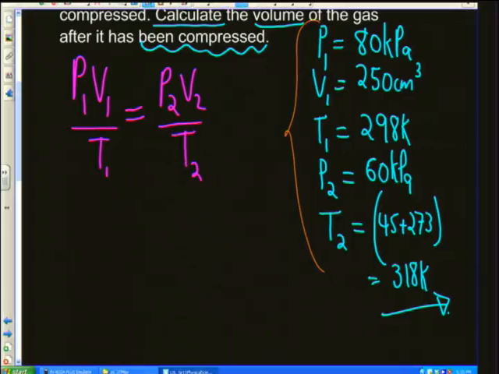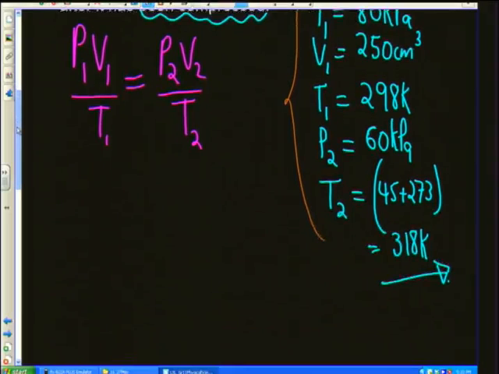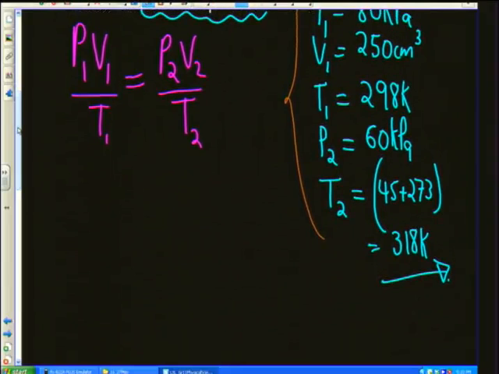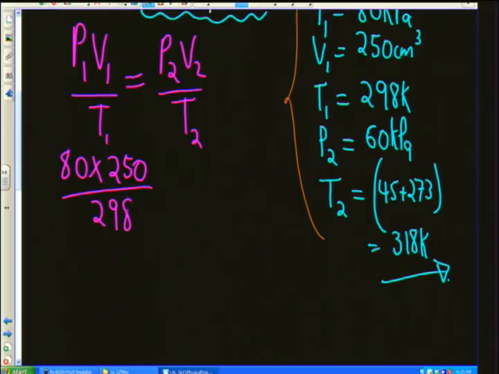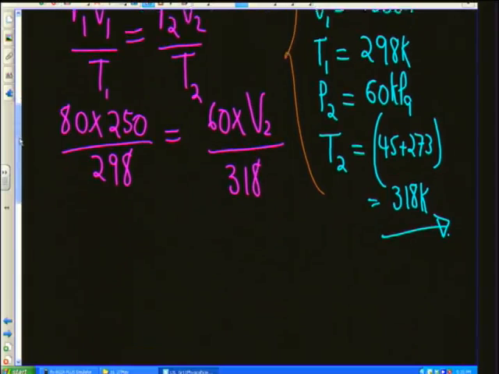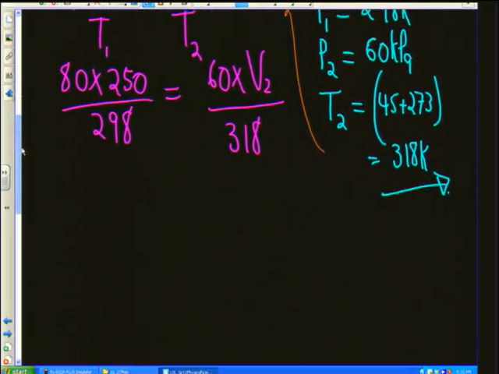I can begin to substitute here. P1 is 80 times V1, which is 250, divided by T1, which is 298, equals P2, which is 60, times V2, which is what I'm looking for, over T2, which is 318. Now, take out your calculators and we work this out together.